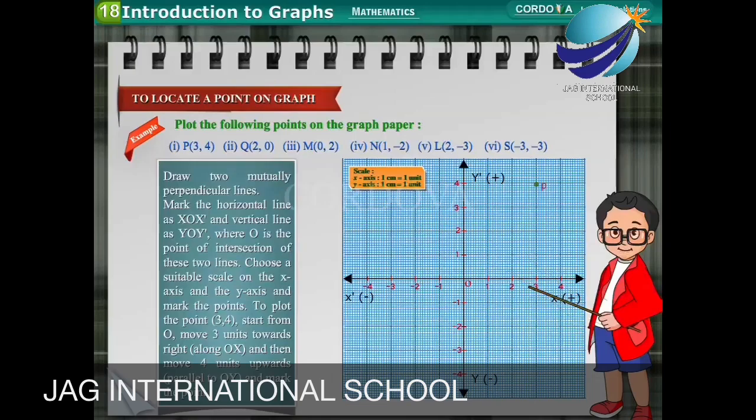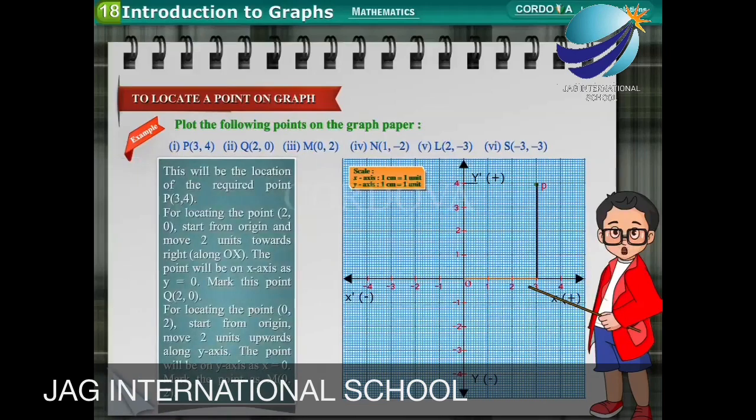To plot the point (3, 4), start from O. Move 3 units towards the right along OX and then move 4 units upwards parallel to OY and mark the point. This will be the location of the required point P (3, 4). For locating the point Q (2, 0), start from the origin and move 2 units towards the right along OX. The point will be on the x-axis as y is equal to 0.